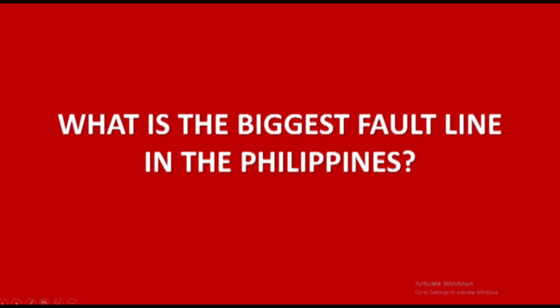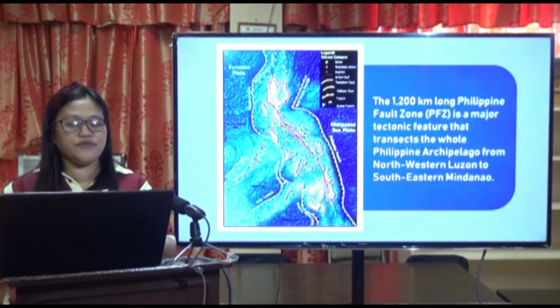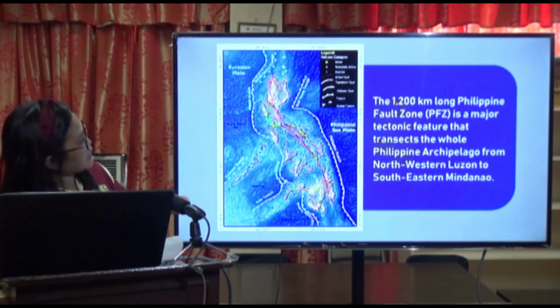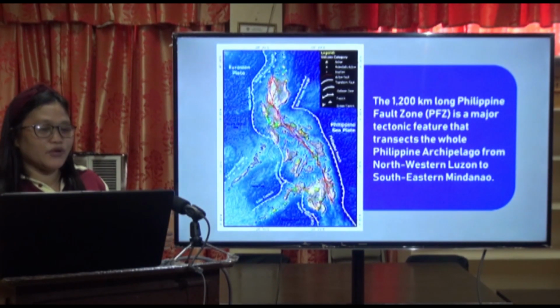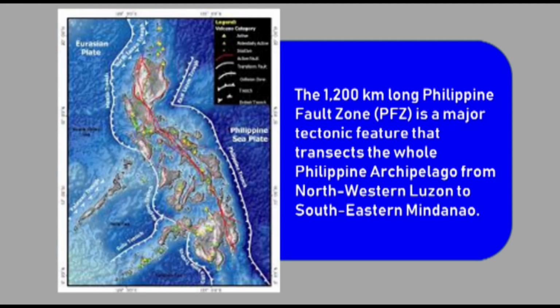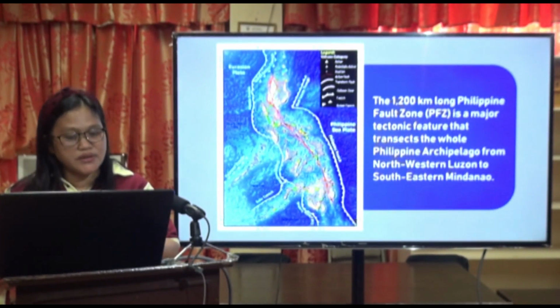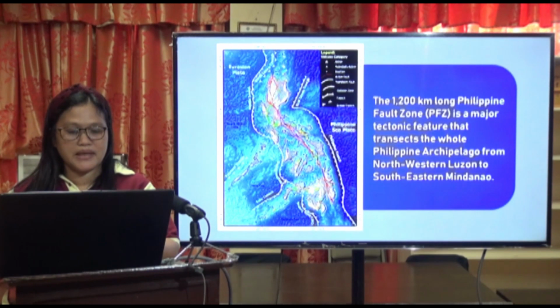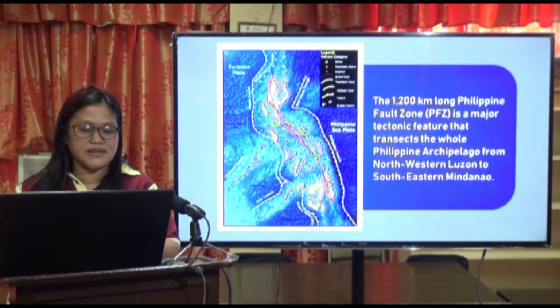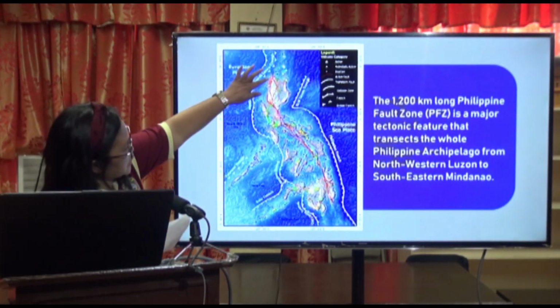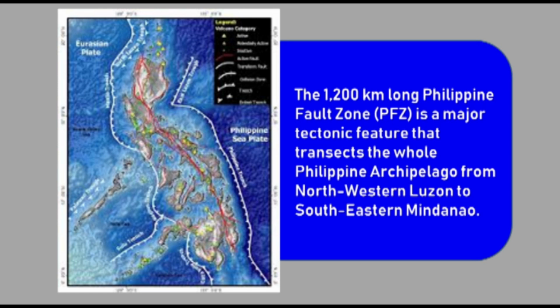So, what is the biggest fault line in the Philippines? So, fault line. Pag sinabi nating fault line, so as we can see here, nakikita ninyo yung may pulang linya, yan ang fault line na sinasabi natin. So, ang Manila, nagpe-prepare sila for the big one. So, kahit na ang Manila yung target ng the big one, kailangan din nating mag-ingat. Okay. So, the 1,200 kilometer long Philippine Fault Zone or the PFZ is the major tectonic feature that transects the whole Philippine archipelago from northwestern Luzon to southeastern Mindanao. So from here going to Mindanao area. So nakikita natin yung pulang linya. So that is the fault line.